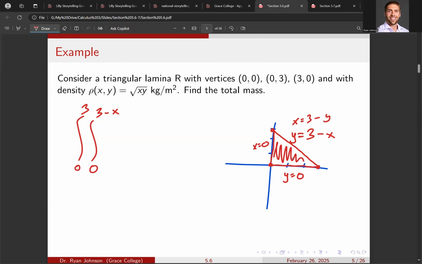All right. So then you put in the density function. And in fact, I'm going to write it in a way that's easier to integrate. Okay? Now let's solve it. Go ahead.